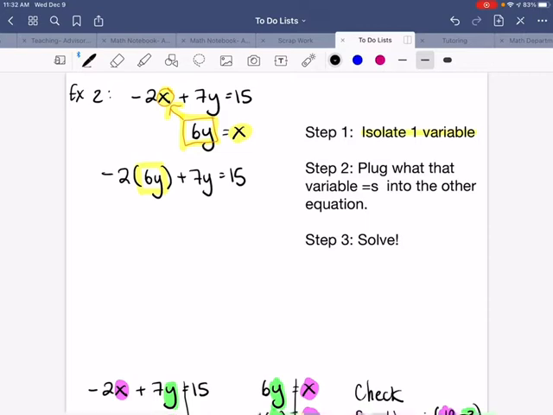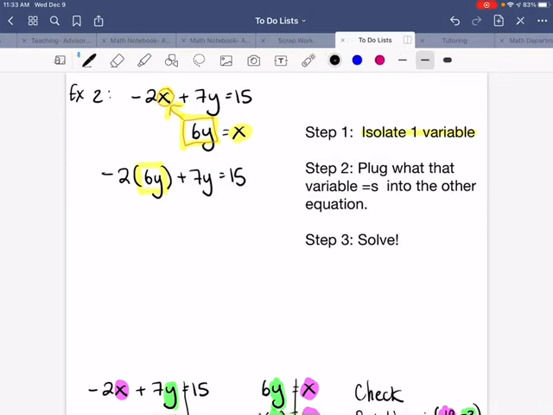Why am I doing this? Because if I have an equation that has two different variables, I can't solve it. Remember, like the literal equations, you can't get a single number. But here, if I have the same variable, linear equation, I can solve it. That's why I'm doing this. So step 2, I plugged into the equation, and now I'm going to solve.